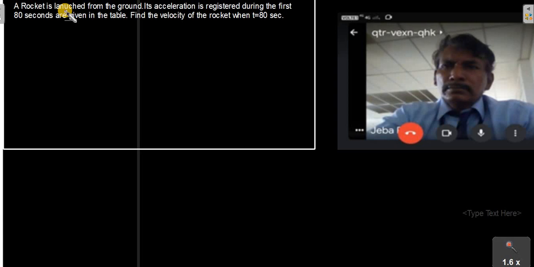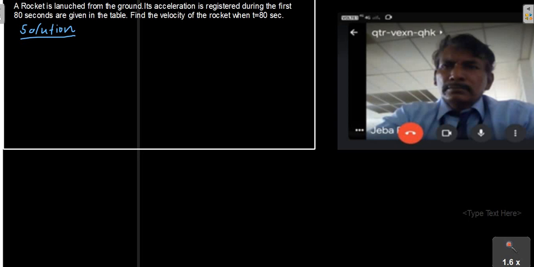A rocket is launched from the ground. Its acceleration is registered during the first 80 seconds, as given in the table. Find the velocity of the rocket when t equals 80 seconds. So what is the problem about? Okay, so let us have the pictorial diagram of that. Now the solution is what we have to find out.